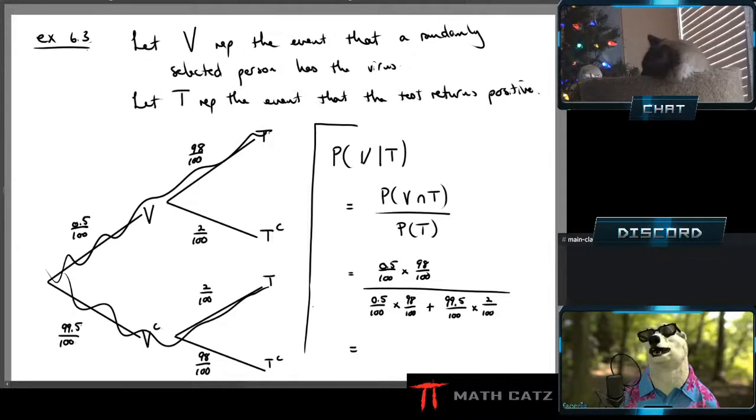So I'll do it exactly as it is there, even though I have a common denominator of 100 times 100 everywhere. So first bracket here is 0.5 divided by 100 times 98 divided by 100, and then divided by the whole denominator that I'll put in a bracket. I'm pretending you're doing this with me. 0.5 divided by 100 times 98 divided by 100 plus 99.5 divided by 100 times 2 divided by 100. I did that without looking, so hopefully it's right.